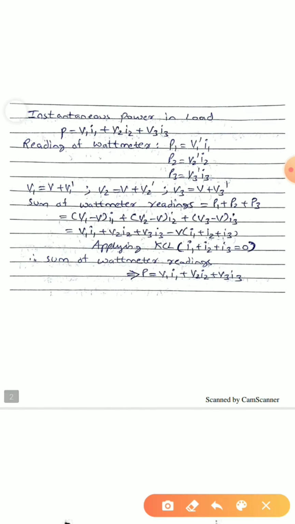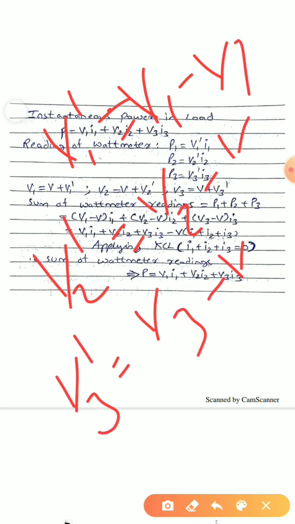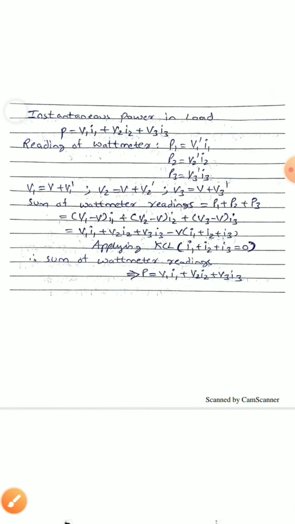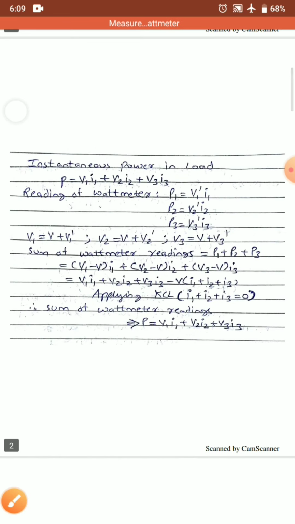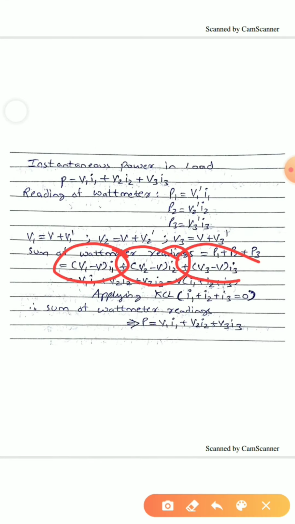Adding all these 3, V1 dash will be nothing but V1 minus V, V2 dash will be nothing but V2 minus V, V3 dash will be nothing but V3 minus V. All these three quantities I'll substitute into the formula that we have already derived. Now in this formula, when I'm substituting, I'll get V1 minus VI1, V2 minus VI2, V3 minus VI3.